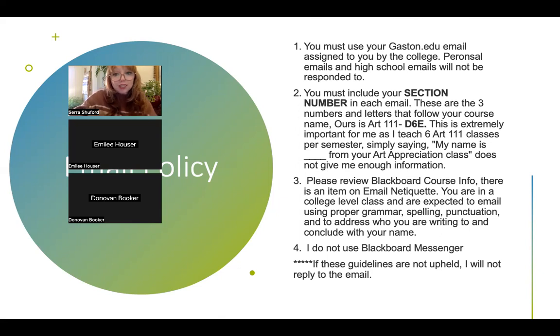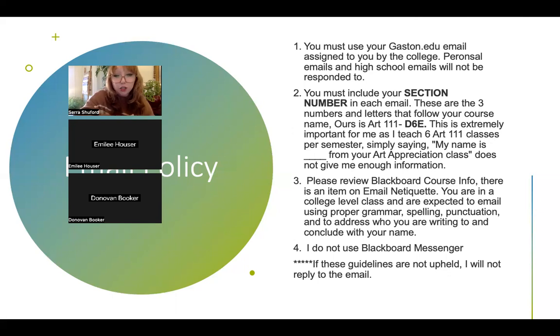Number 2, we have a section number in our course, and I'm so sorry, I've already typed this wrong. We've got a section number, and it's Art 111 D6B. I teach 6 to 7 art appreciation courses a semester, so I have 7 Art 111s this semester. It makes it really difficult for me when I don't know what class you're coming from in all online courses if you don't include that number, and I've got to go through 6 different grade books to find out who you are and what exactly you're asking, what the issue is.